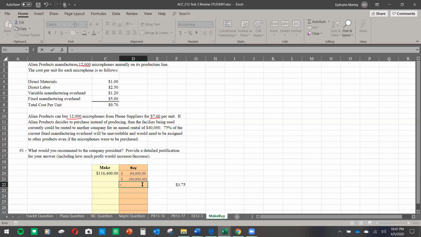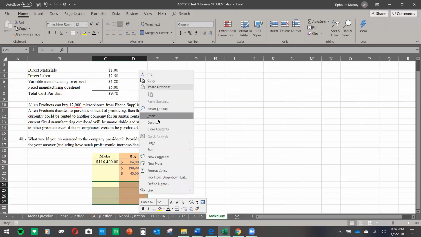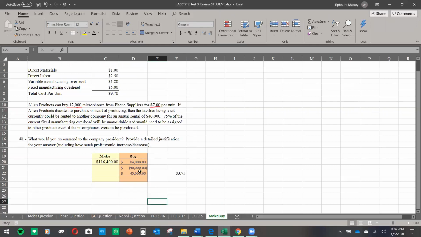So that's what we're going to do here. We have fixed manufacturing costs multiplied by 12,000 units because they are buying 12,000 phones. So they will spend 45,000 on fixed manufacturing overhead. Now let's add them together. We know the company will spend 116,000 if they decide to keep making them, but the company will spend only 89,000 if they decide to buy.